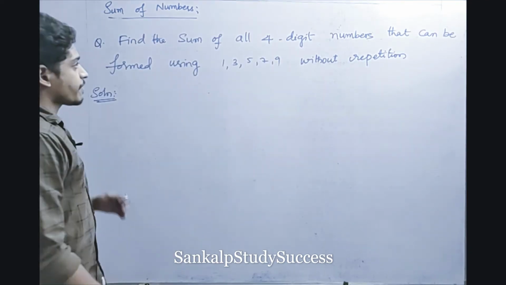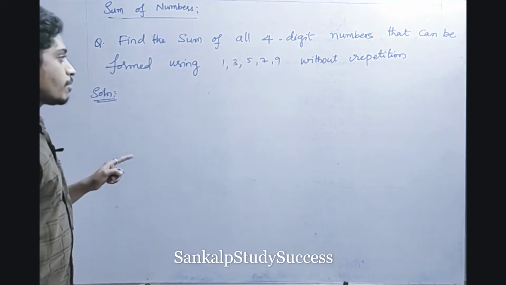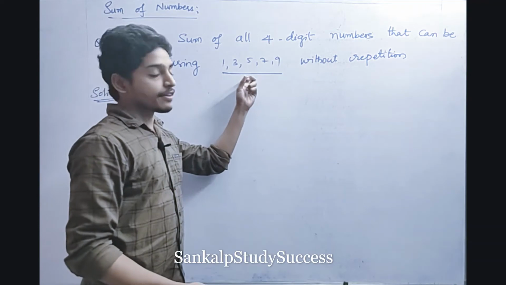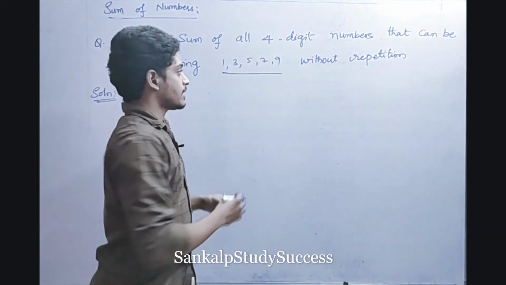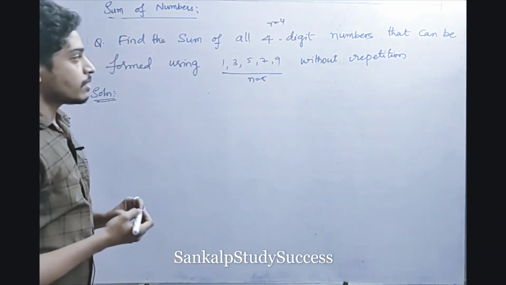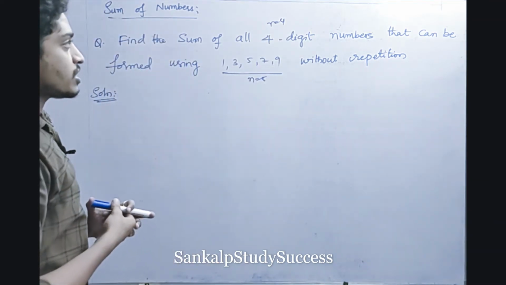Okay, friends, find the sum of all 4 digit numbers that can be formed using 1, 3, 5, 7, 9 without repetition. So we have to arrange 4 numbers from these 5 numbers. That is, here n equals 5 and r equals 4. Fine. Now, without repetition he is asking.